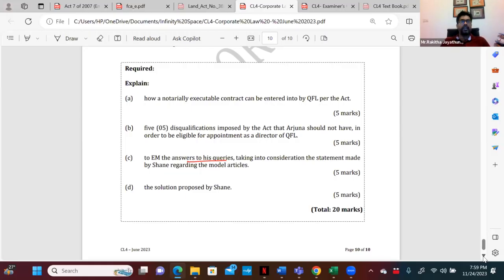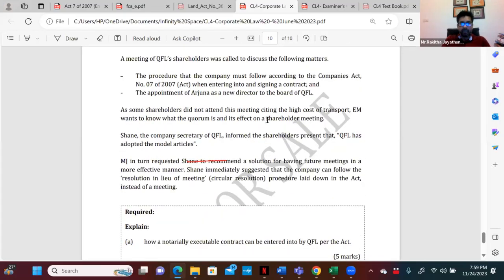When you're starting a meeting, we say there should be a minimum number of members. Without that minimum number, without satisfying the quorum requirement, you can't have a valid meeting. Now here, the company secretary says the company has adopted model articles. The company has adopted what? Model articles. Where can we find model articles?